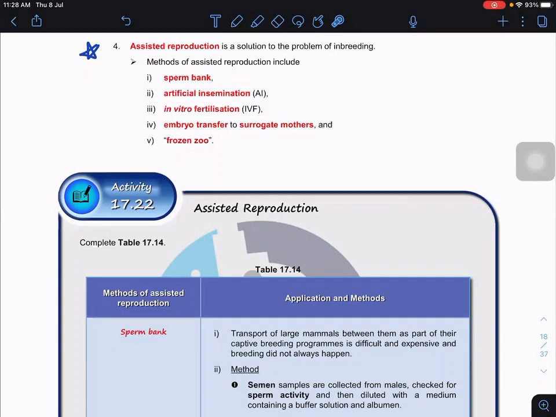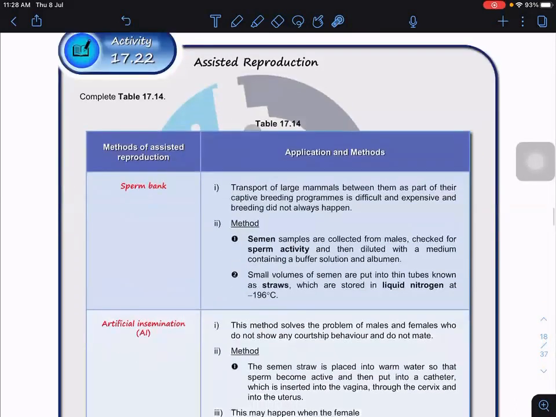We can exchange, then we can increase the genetic diversity. Okay, so what does a sperm bank mean here? A sperm bank is basically needed because transporting large mammals between zoos as a part of their captive breeding program is difficult and expensive. Also, most of the time, breeding does not always happen because of the stress.